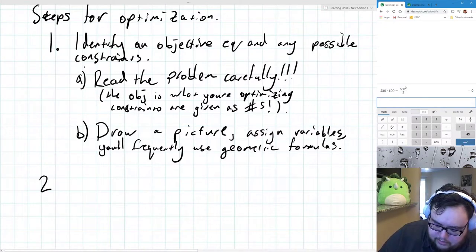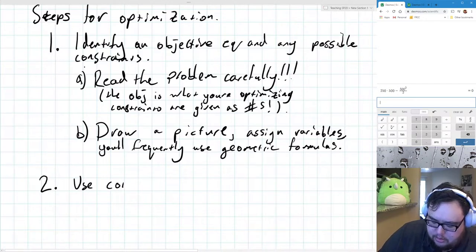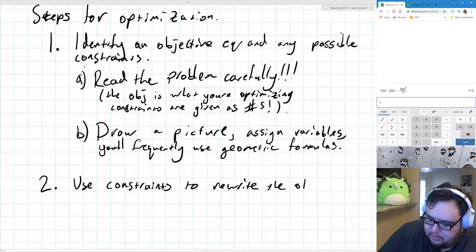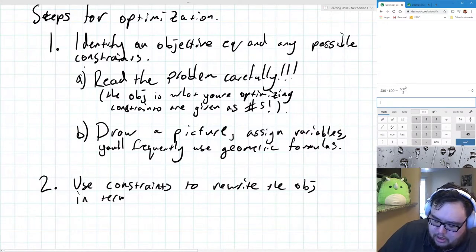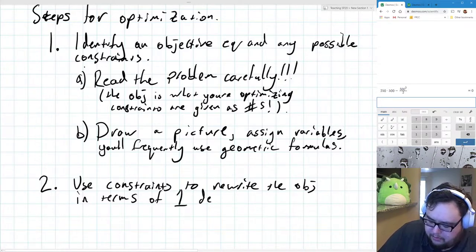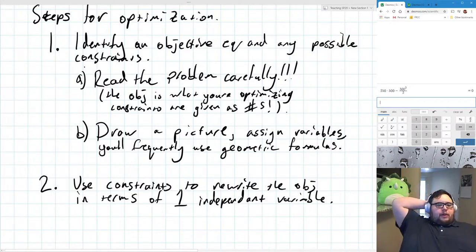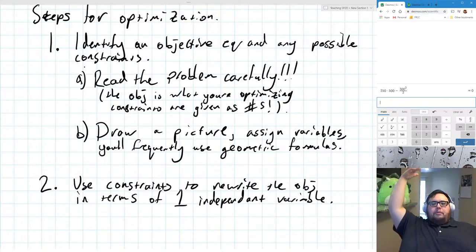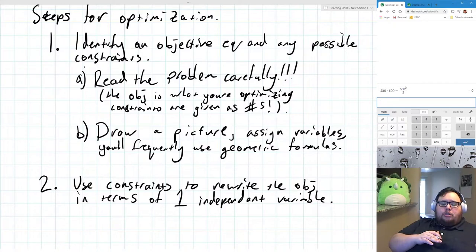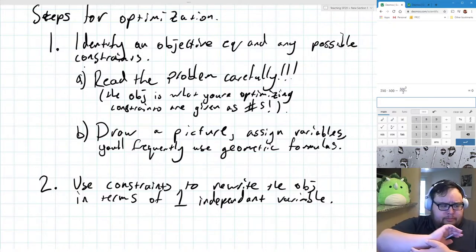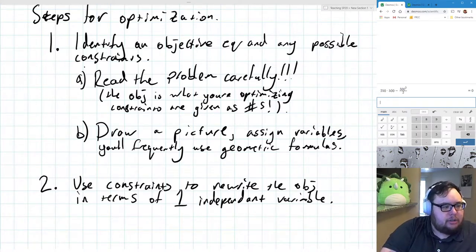Step two, use the constraints to rewrite the objective in terms of one independent variable. Because we're not in Calc 3, we can't do multivariable stuff. You must be able to use your constraints to write your problem as a single variable function. So in the case of the previous problem, we used the perimeter constraint to eliminate the y from our area function. And we just had an area function solely in terms of x. Okay.